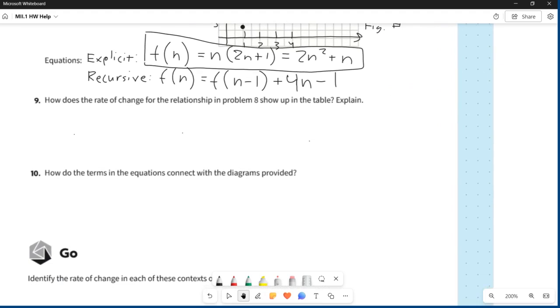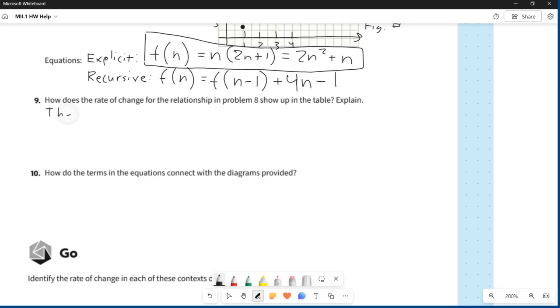Moving on to number 9. We've kind of already answered some of these questions. So we've done most of the work for 9 and 10. We just now need to articulate it. So number 9 says, how does the rate of change for the relationship in problem 8 show up in the table? Well, we've talked about differences here, so I would say we should focus on that.